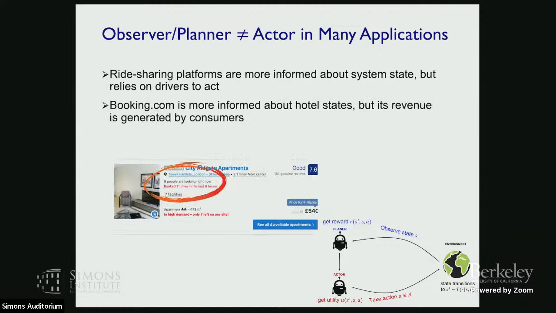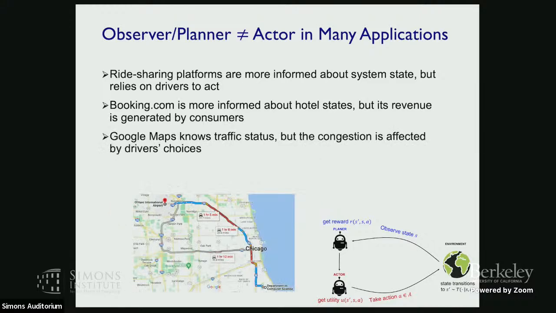Another example is a lot of digital markets like booking.com or Amazon. These markets have a lot of information about the online items, like the hotel for sale, but the revenue is ultimately generated by the consumers who decide to purchase or not. That is why booking.com reveals information like 7 people booked in the past 6 hours or 2 people booked in the past 1 hour, and so on. This kind of information also affects the consumer's purchase behavior.